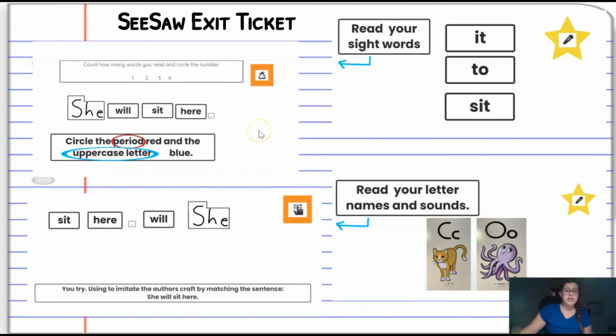The third page, you need to count how many words are in the sentence and circle by tapping the glow pen. Then you're going to choose the color red, circle the period, choose the color blue to circle the uppercase letter. The fourth page is your challenge page. I want you to practice using the move icon and move the sentence around to match "she will sit here." Do the best you can and have fun.